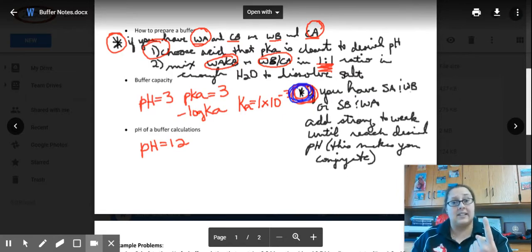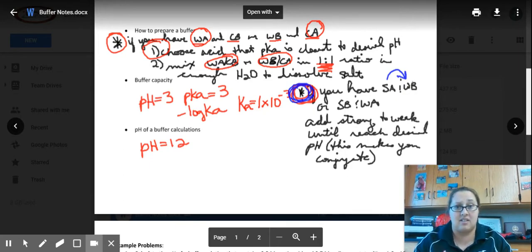If I have a weak acid, what I need is my conjugate base. If I have a weak base, what I need to make my buffer is my conjugate acid. So how can I use either the strong acid or strong base to make those parts? If I have the weak base, what I'm going to do is add the strong acid to the weak base in order to make my buffer, in order to make my conjugate acid in this case.